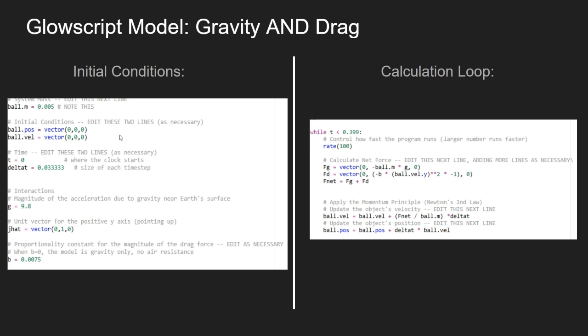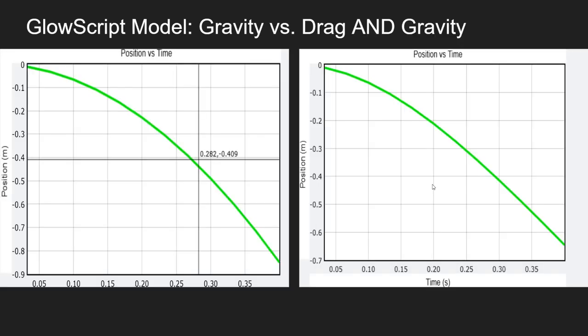So everything here is the same, except for that proportionality constant, which I found the one that best fit my data was 0.0075. Then into the calculation loop, the only thing different here is that I added a drag force, and the gravity can't be F net anymore because it's gravity plus the drag force, in which, like I said, this is the direction, this is the magnitude squared because y is the only one to account for, and this is the negative b part.